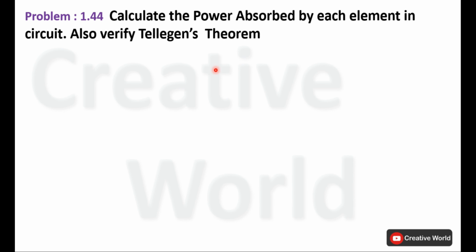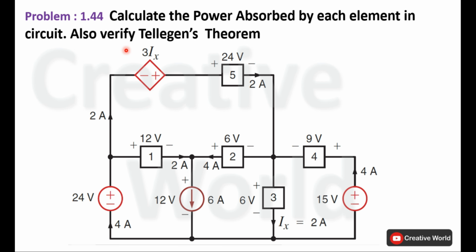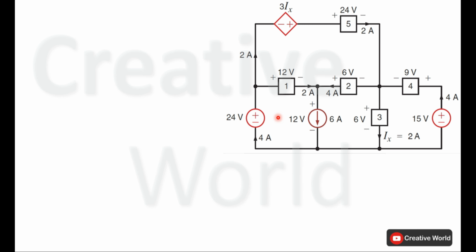First, read the scenario: calculate the power absorbed by each element in the circuit, and also verify Tellegen's theorem. In this circuit, we have to calculate the power of each element and also confirm Tellegen's theorem using those calculated powers. So without wasting time, let's proceed towards the solution. This is the circuit and we have to calculate and identify supplied and absorbed powers in this circuit. First, we will calculate the power of all elements and then we'll justify Tellegen's theorem using those calculated powers.